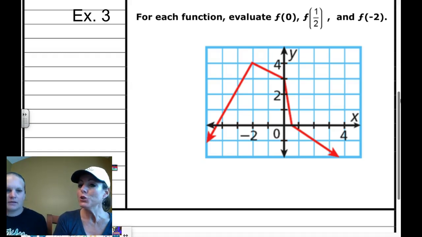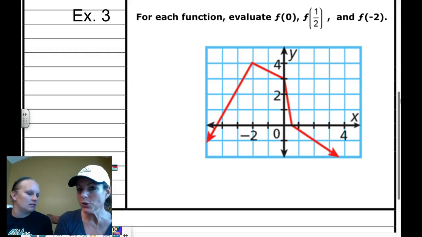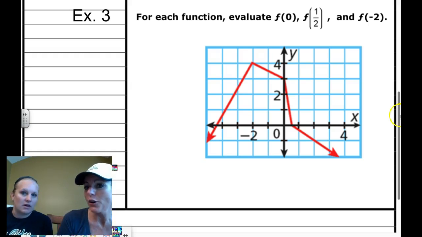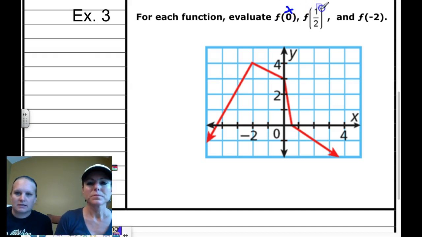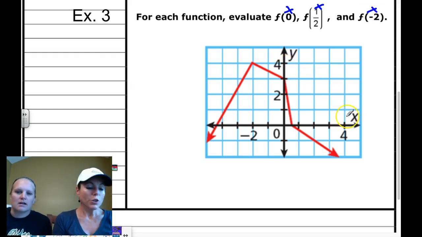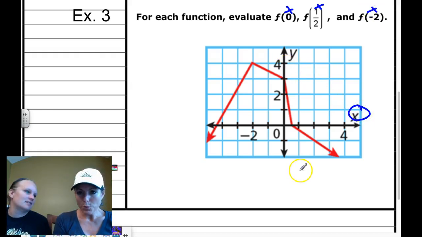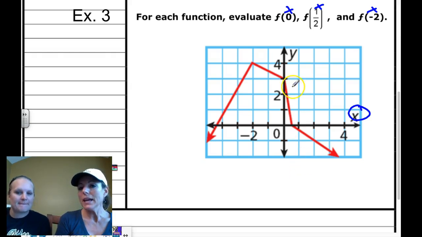Well, we can do that because what does 0, 1/2, and -2 represent? Those are our x's. Is that input? Yeah, x's, right. So that's an x, that's an x, and that's an x. Oh, and here's our x-axis. And so basically, we're trying to find the output.